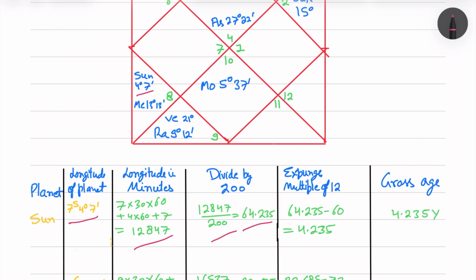So we are receiving 64.235. So 64 is greater than 12, so we will expunge the multiple of 12. So 12 fives are 60, so we subtract 60 from it. So we are receiving 4.235. So the gross age granted by Sun is 4.235 years.